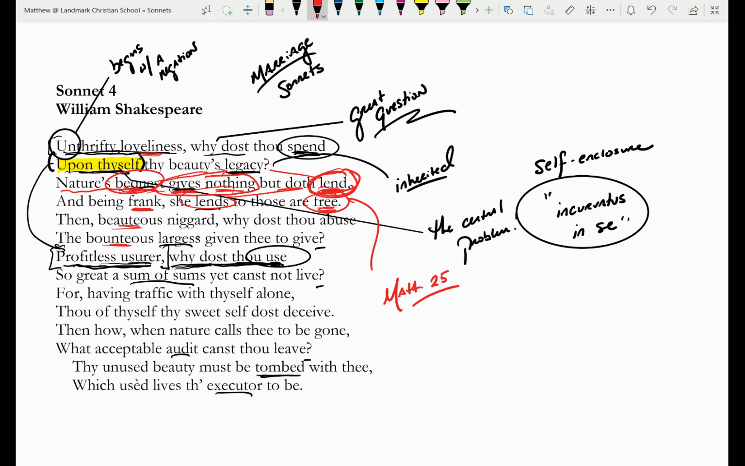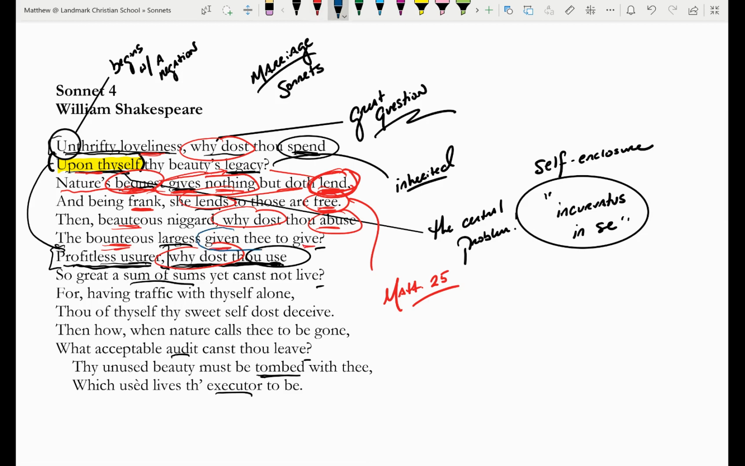Then, beauteous niggard, why dost thou abuse the bounteous largesse given thee to give? So again, that question, why? Almost more aggressive than what we've seen in the previous sonnets, he's putting on this full assault on the young man. Why do you spend it on yourself? Why do you abuse the bounty that you were given to give?